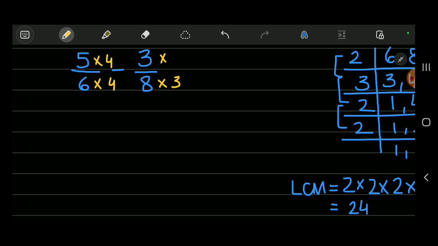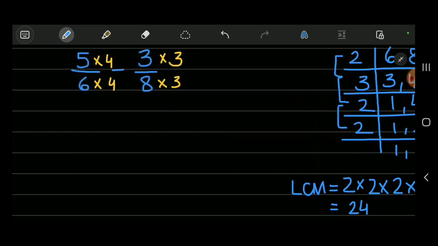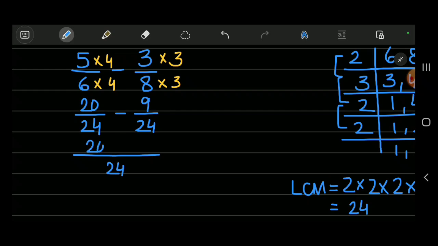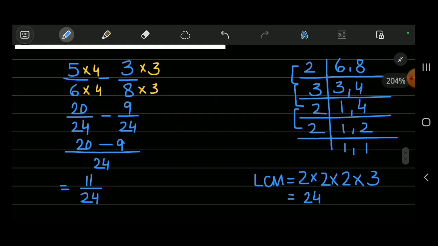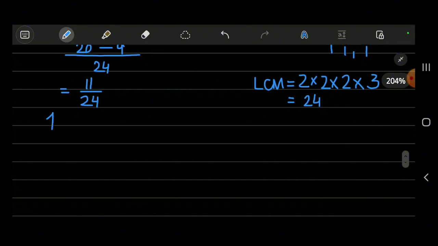Similarly, multiplying the numerators with the same numbers, now you will get 20 over 24 minus 9 over 24. 20 minus 9 is 11 over 24. So this is how we get the right hand side, hence proved.